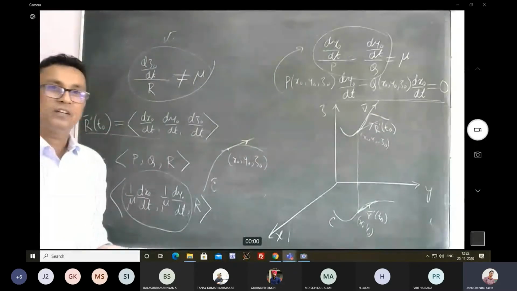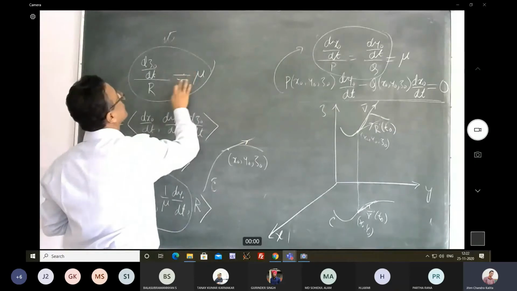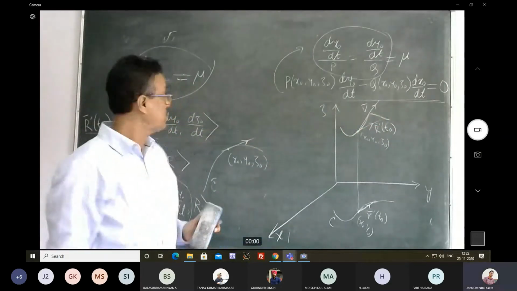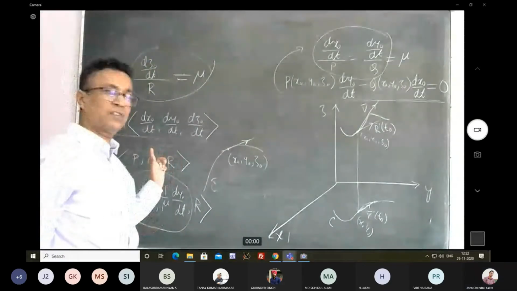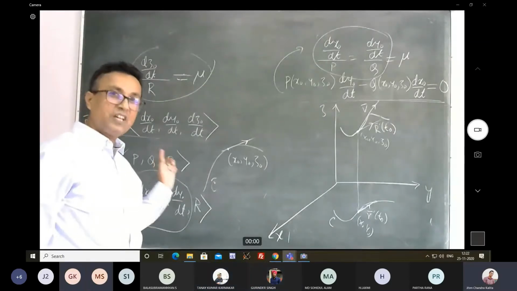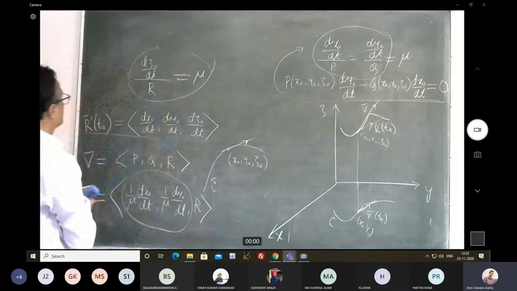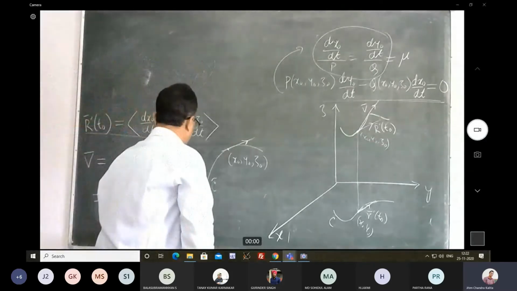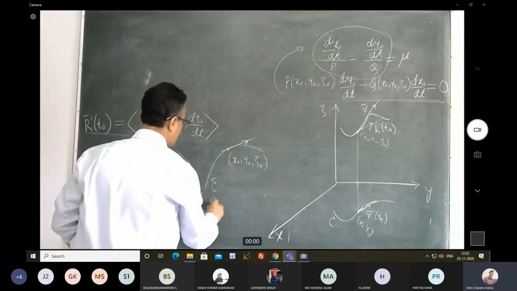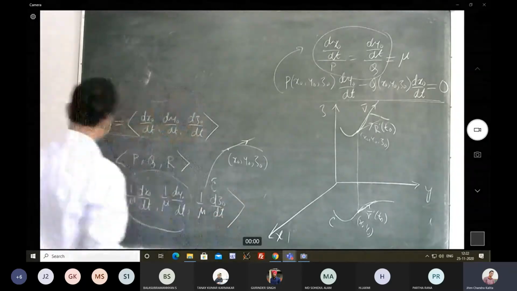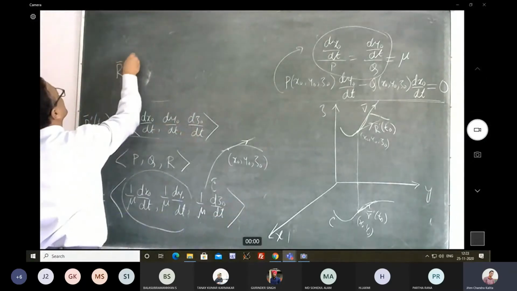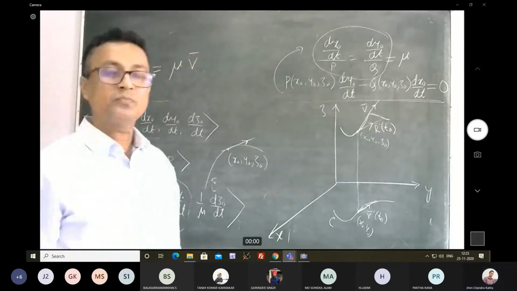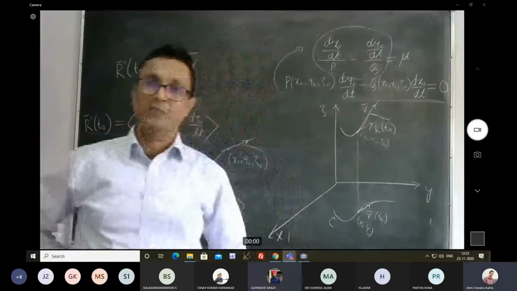Is it okay? Fine. If this is equal to mu, both of them are going to be in the same direction. Are you getting my point? Yes, sir. They are going to be in the same direction. So in that case, what is going to happen? Because in that case, I am simply going to get this also as dz naught by dt, right? So this is simply going to be equal to mu, right? Fine.